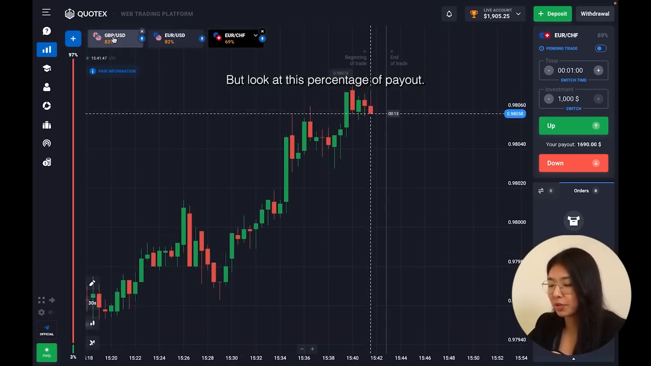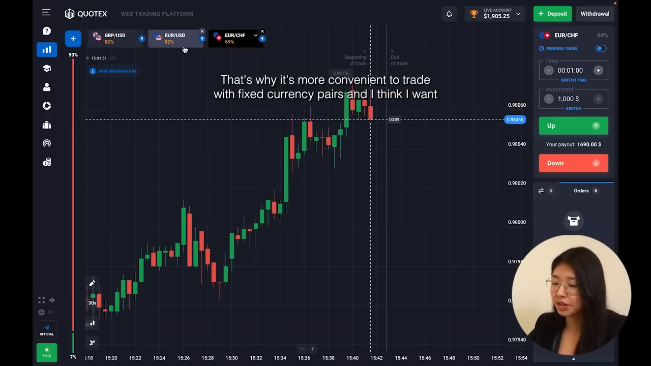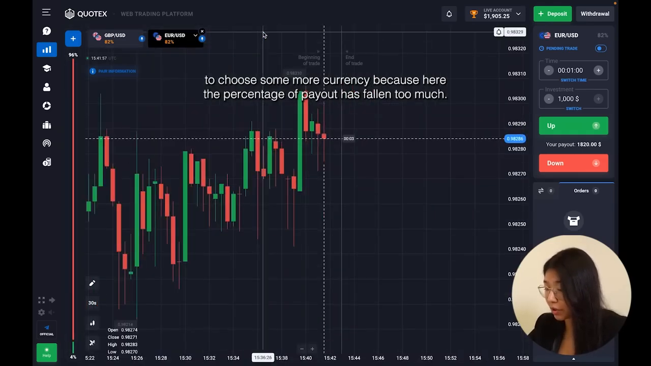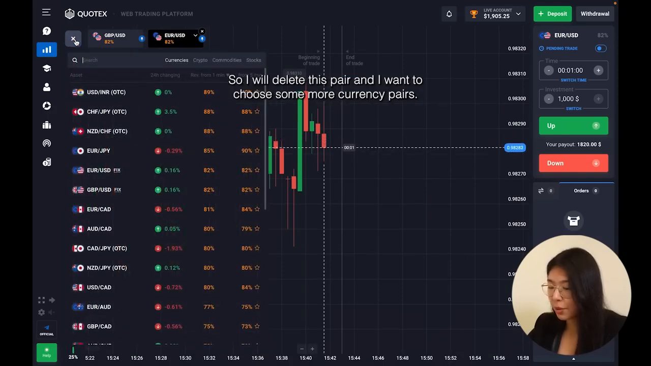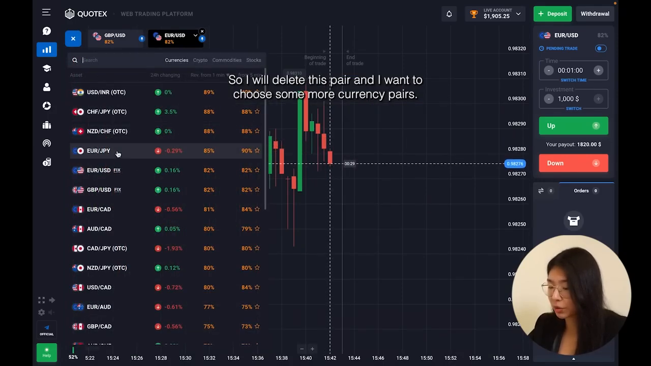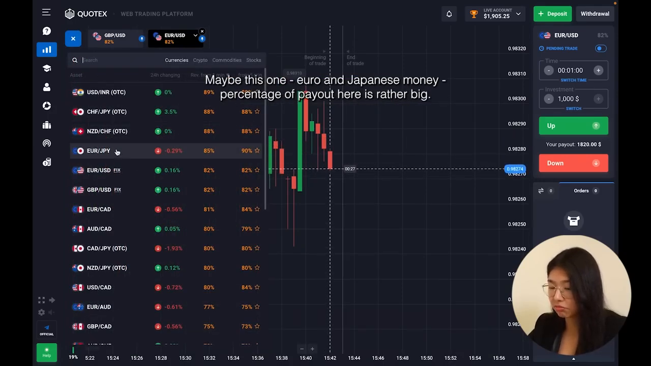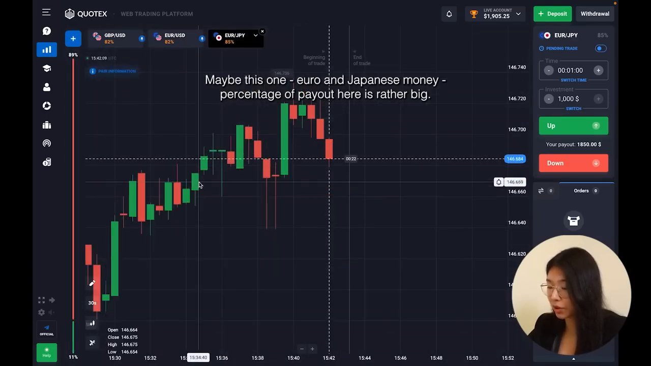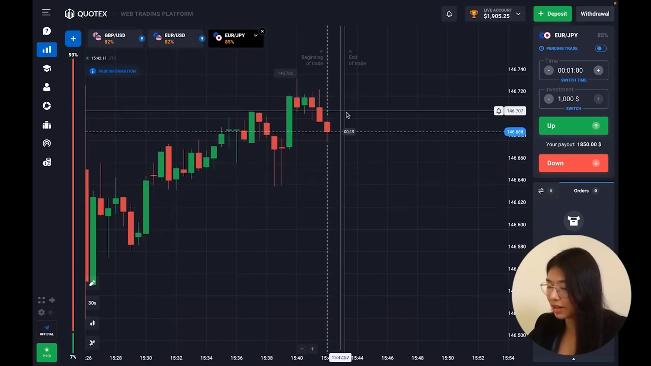But look at the percentage of payout. I really don't like it. That's why it's more convenient to trade with fixed currency pairs. And I think I want to choose some more currency because here the percentage of payout has fallen too much. I will delete this pair and I want to choose some more currency pairs. Maybe this one, Euro Japanese Yen. The percentage of payout here is rather big.